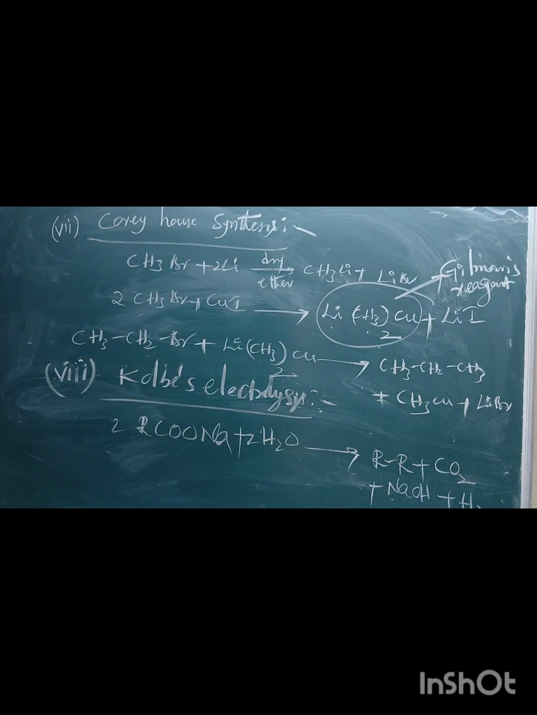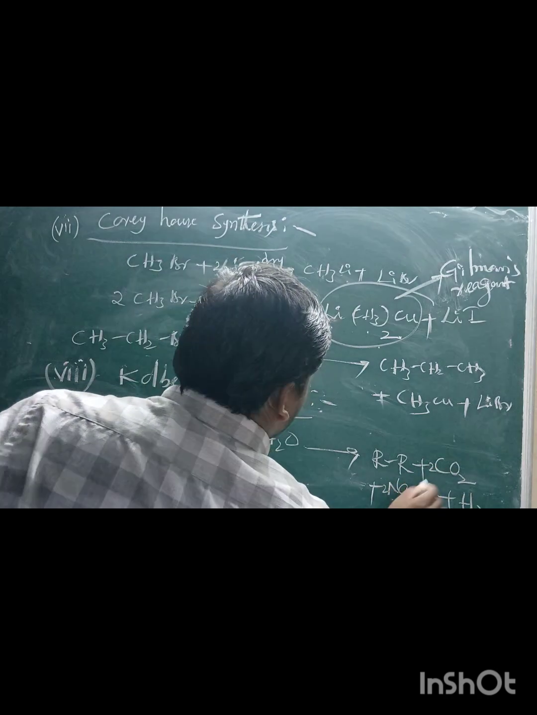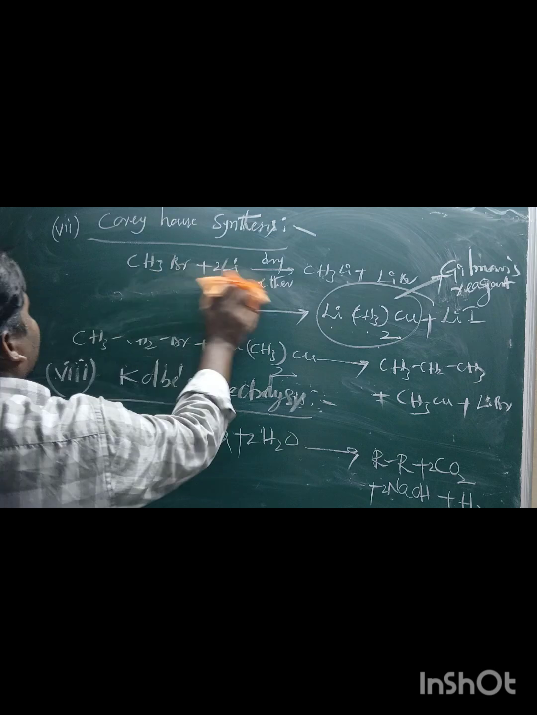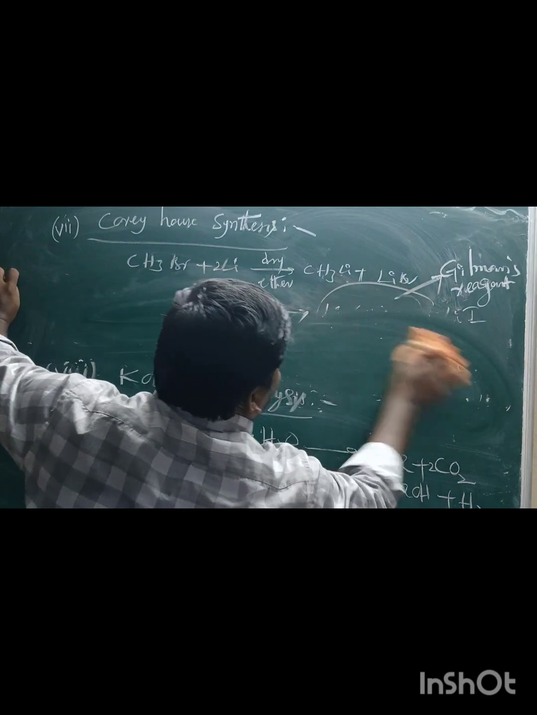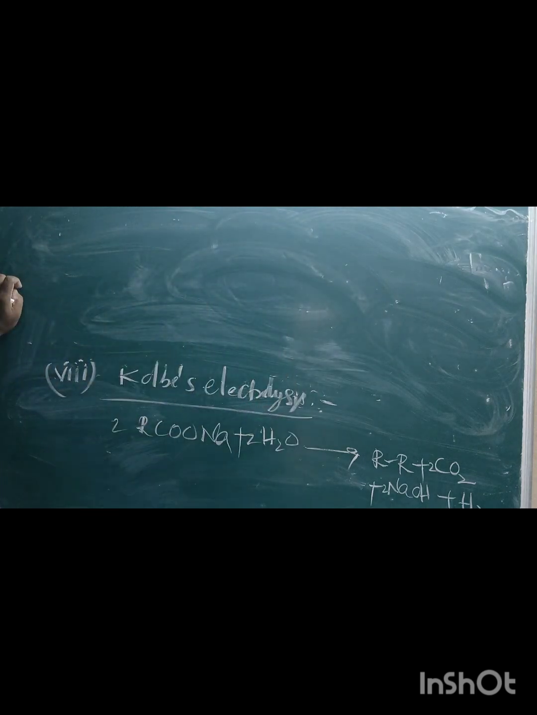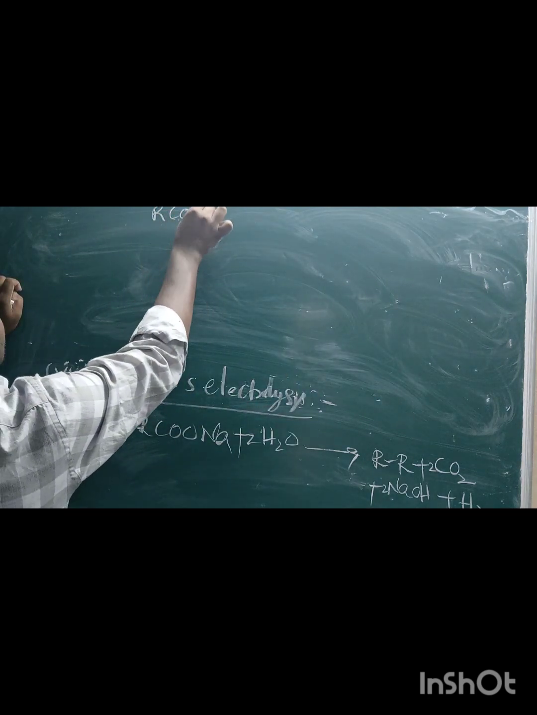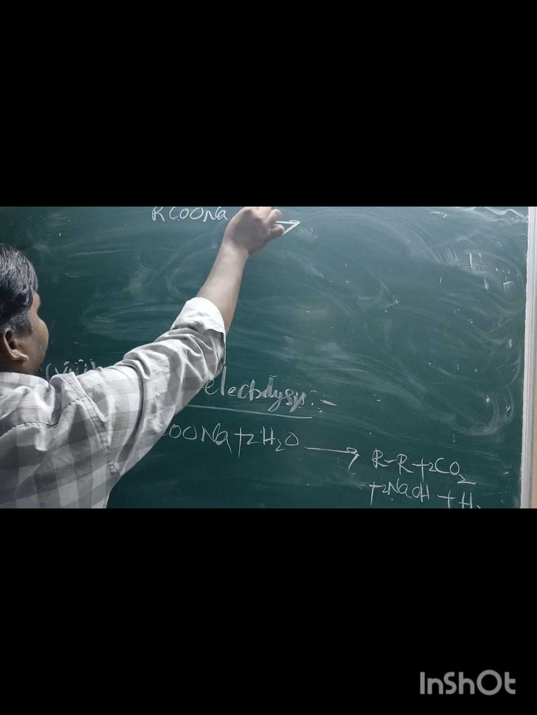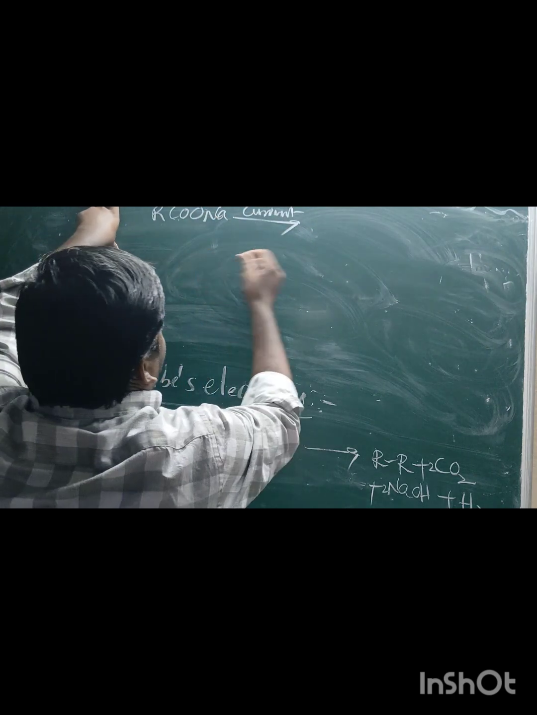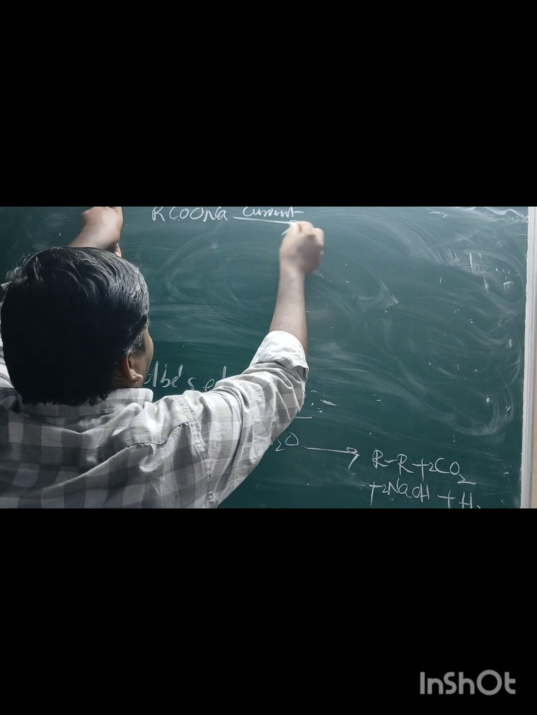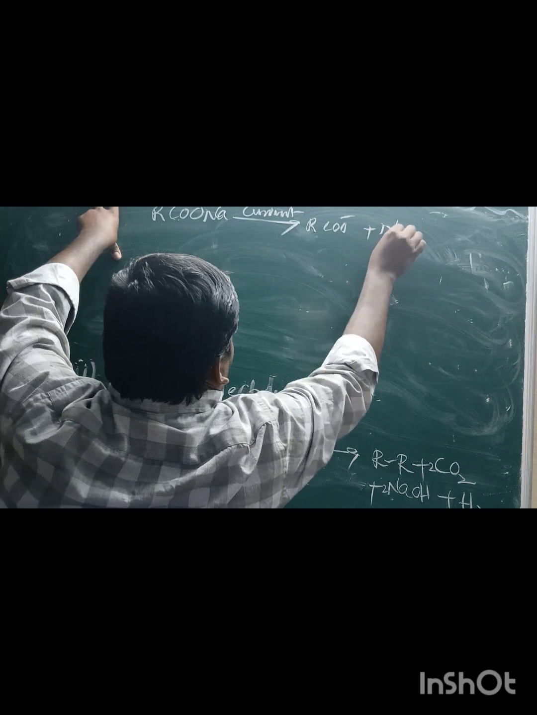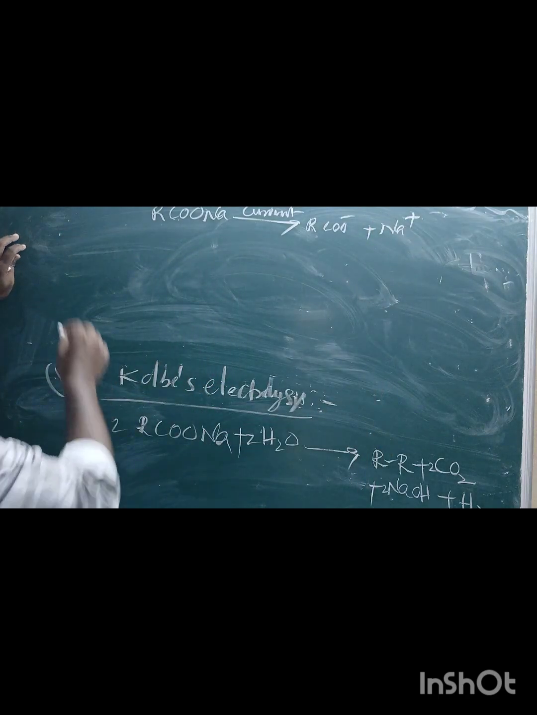Then the reaction is called Kolbe electrolysis. Here the mechanism is also there. What is the mechanism of Kolbe electrolysis? On passing current, the RCOONa, the sodium salt of higher fatty acids, dissociates into RCOO minus and Na plus ions.